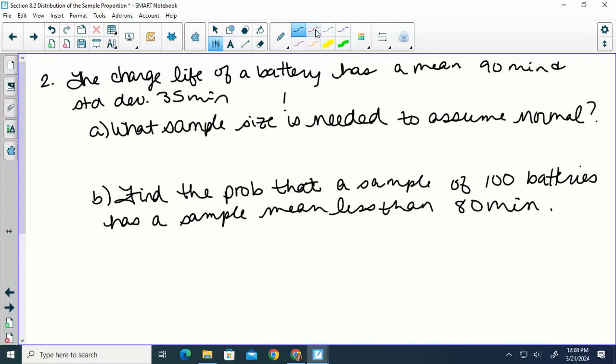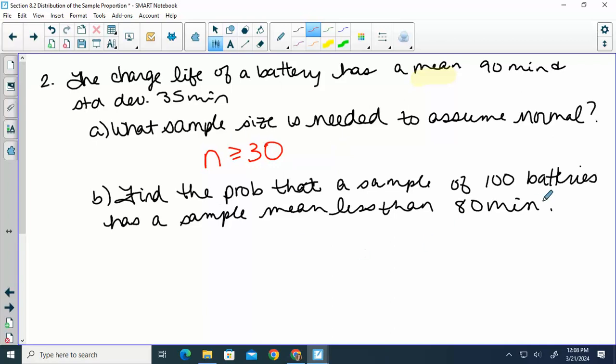Next question. The charge life of a battery has a mean of 90 minutes and a standard deviation of 35 minutes. Part A. What sample size is needed to assume this data is normal? So all in here, I'm talking about the mean. That's all we have. So if we're talking about this mean, what sample size do we have to have? Or if it's not bigger than 30, I have to tell you the original data was normal. So it's one of the two.